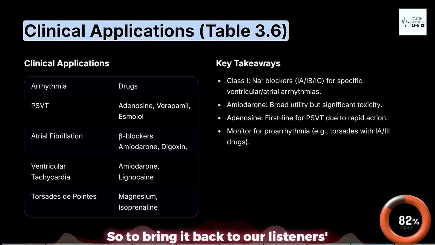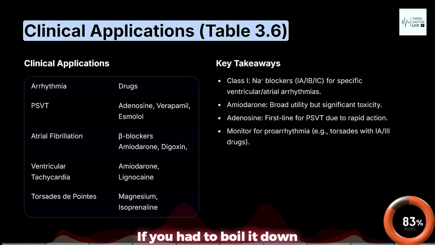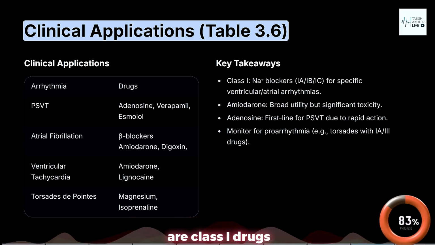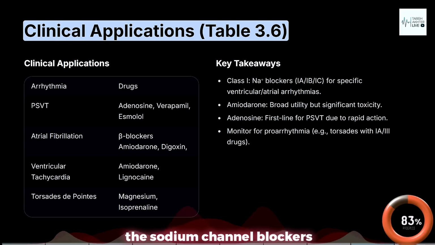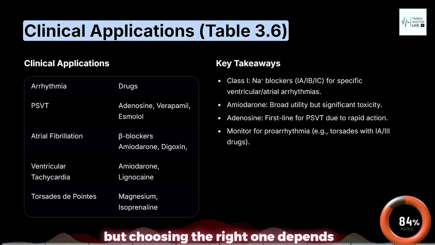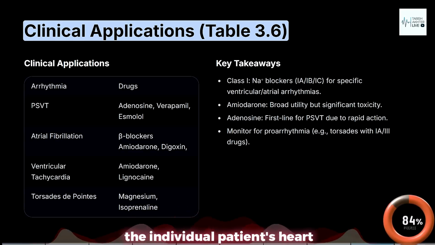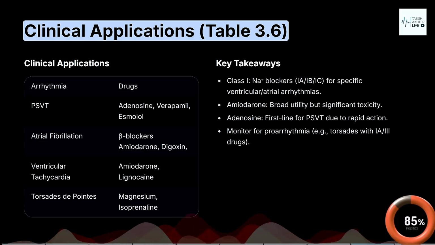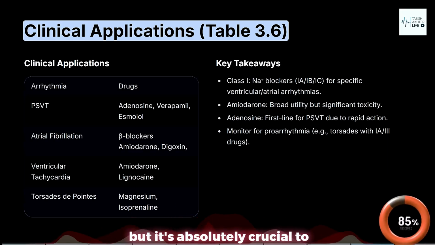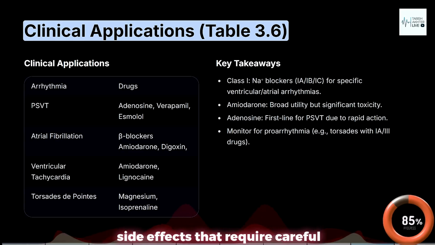So, to bring it back to our listeners' original goal, what are the most important things to remember about these antiarrhythmic drugs? If you had to boil it down, what are the real nuggets of knowledge here? Okay, the absolute key takeaways I'd say are, class I drugs, the sodium channel blockers. They're a diverse group used for specific types of ventricular and atrial arrhythmias, but choosing the right one depends heavily on the precise subtype and, crucially, the individual patient's heart condition. Not interchangeable. Definitely not. Second, amiodarone is a powerhouse drug, with broad utility across many different arrhythmias, but it's absolutely crucial to remember its potential for significant side effects that require careful long-term monitoring.